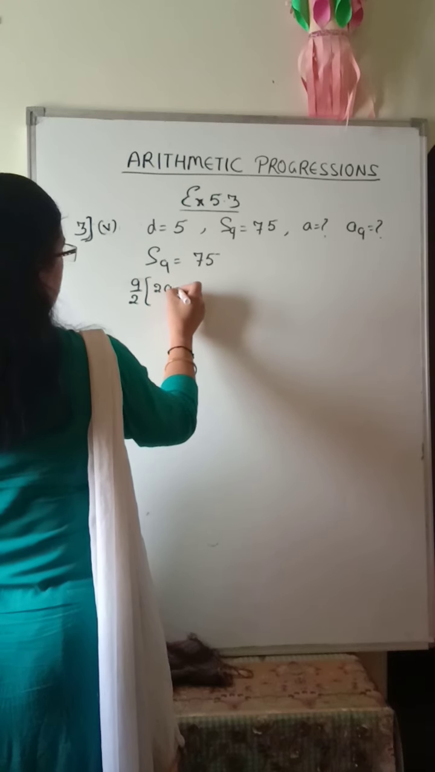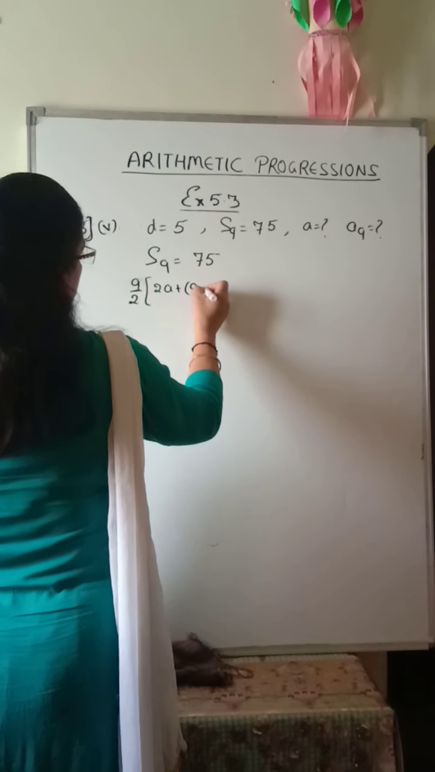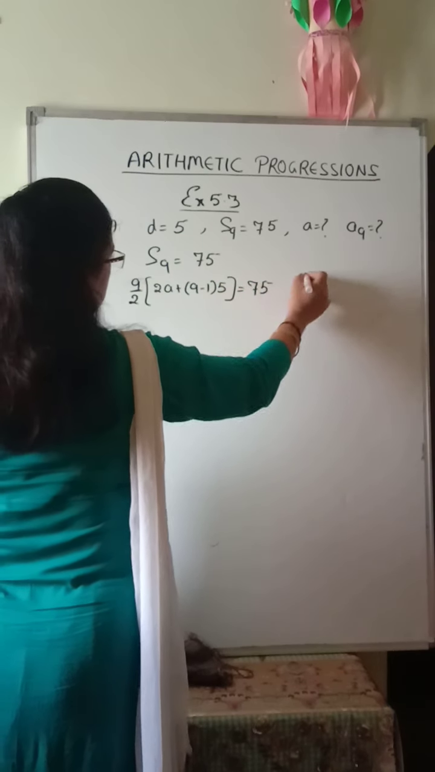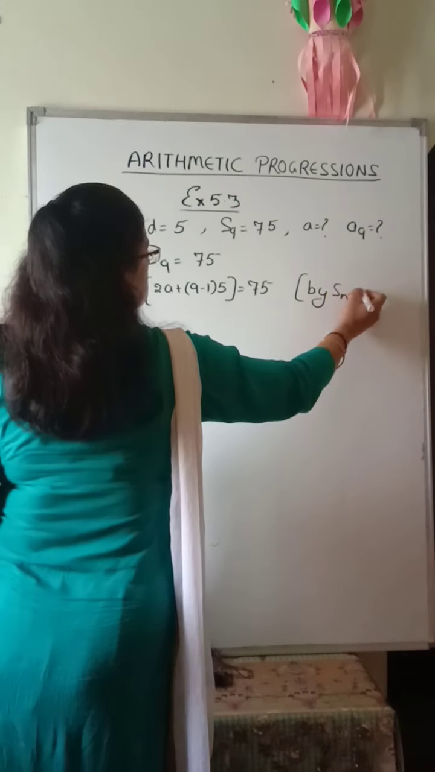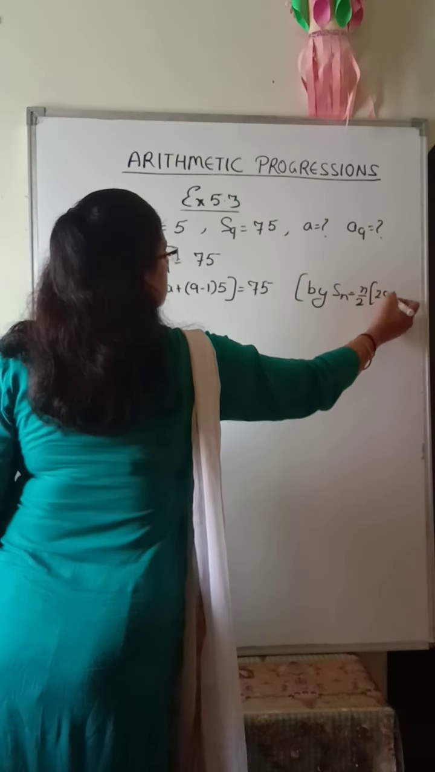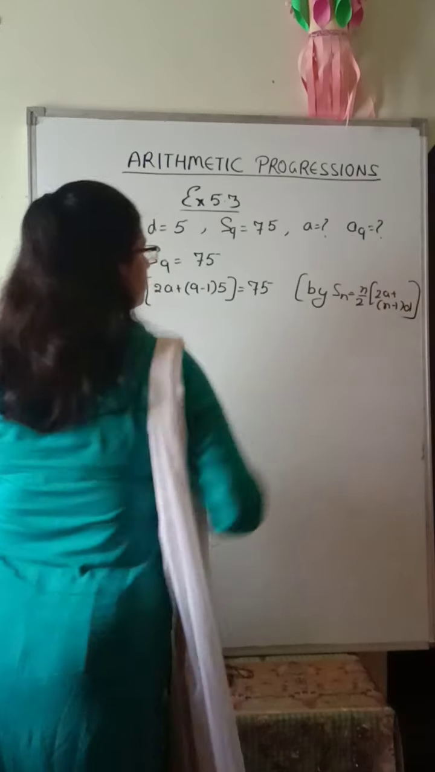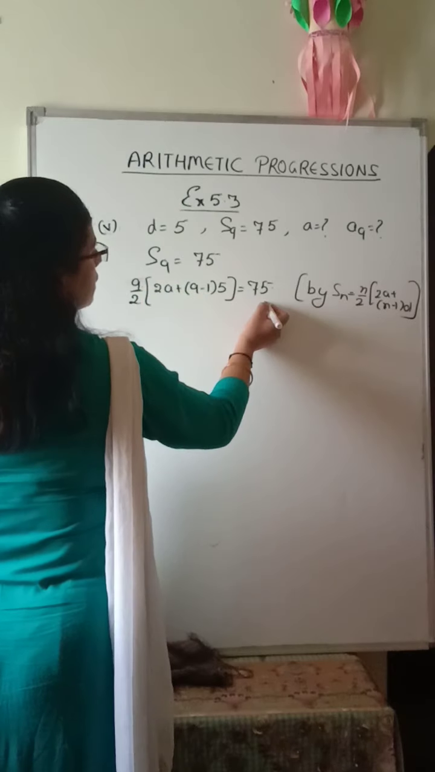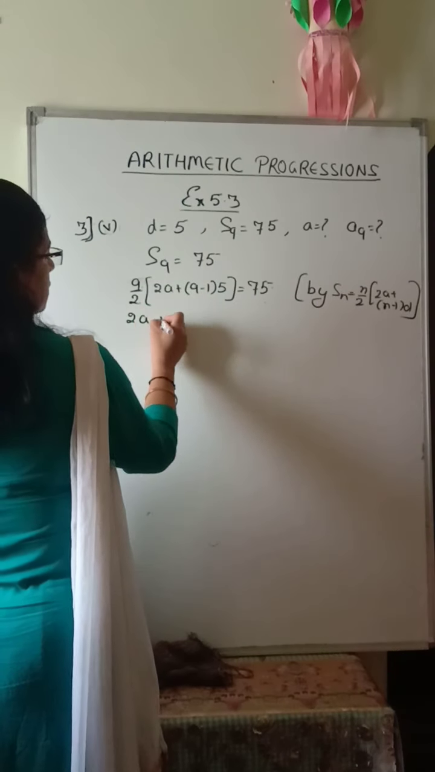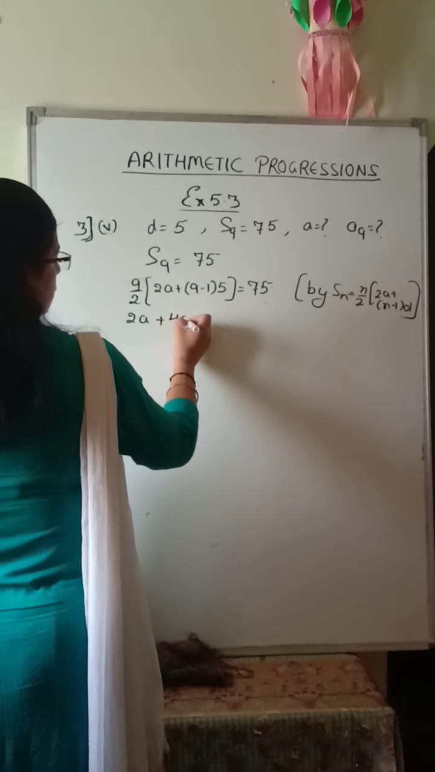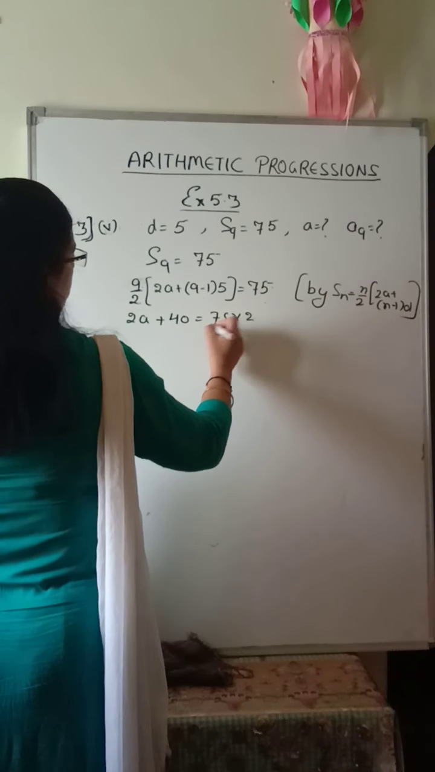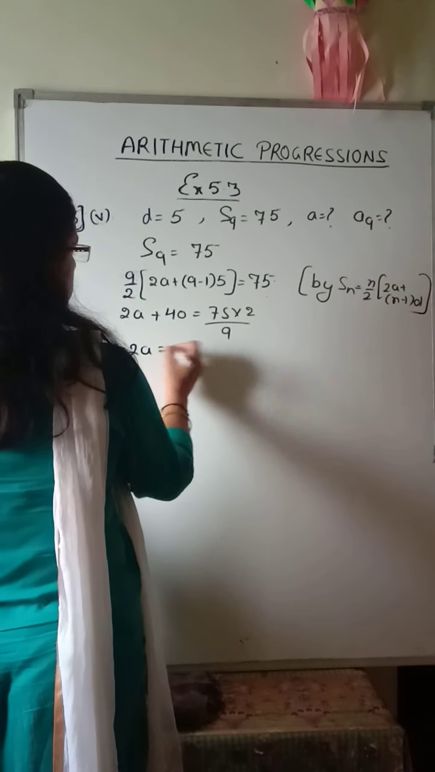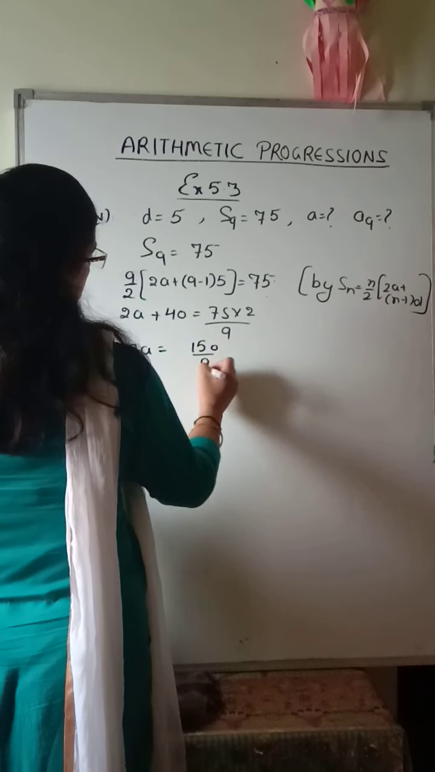2a plus n minus 1, 9 minus 1 into d, 5 equals to 75. And here we will write by this formula, Sn is equals to n by 2, 2a plus n minus 1 into d. Okay, now 2 I am sending in numerator, 9 I am sending in denominator. So 2a plus 9 minus 1, 8. 5 8s are 40 equals to 75 into 2 upon 9. 40 we can send this side, so 2a equals to 150 upon 9 minus 40.